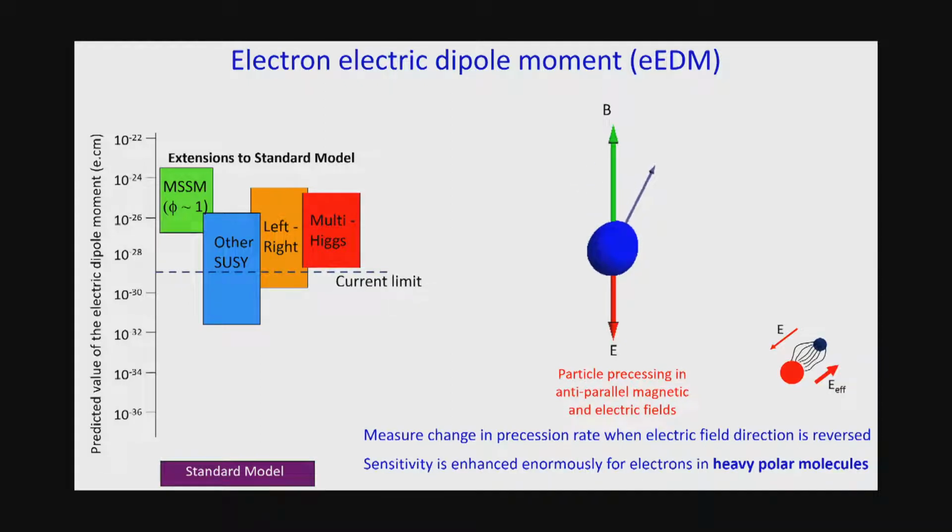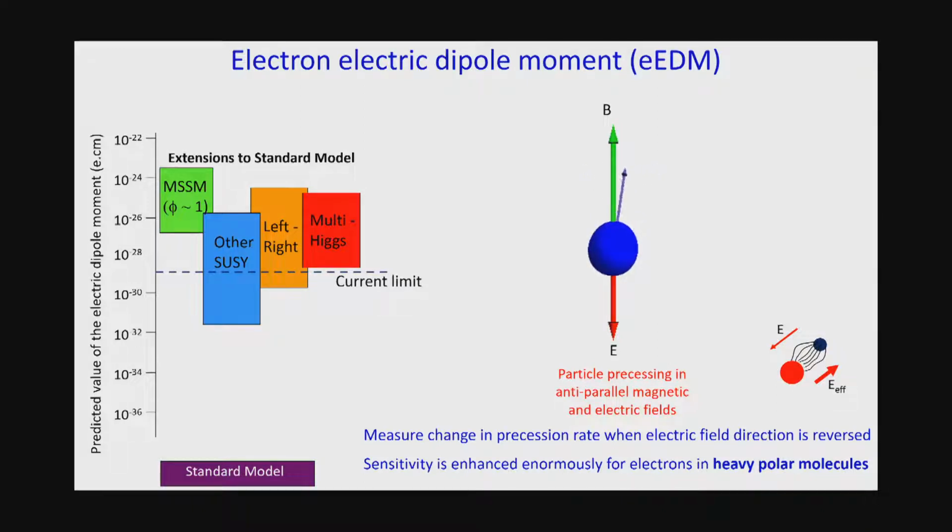And now it turns out that the sensitivity of such an experiment is enhanced enormously for electrons that are living inside a heavy polar molecule. To give you the cartoon of how that works, in the lab we apply a rather modest electric field in order to polarize the molecule. And then the electron inside the molecule sees this effective electric field internal to the molecule, which is vastly larger than the field that you apply in the lab, and therefore the sensitivity is enhanced enormously in this case.